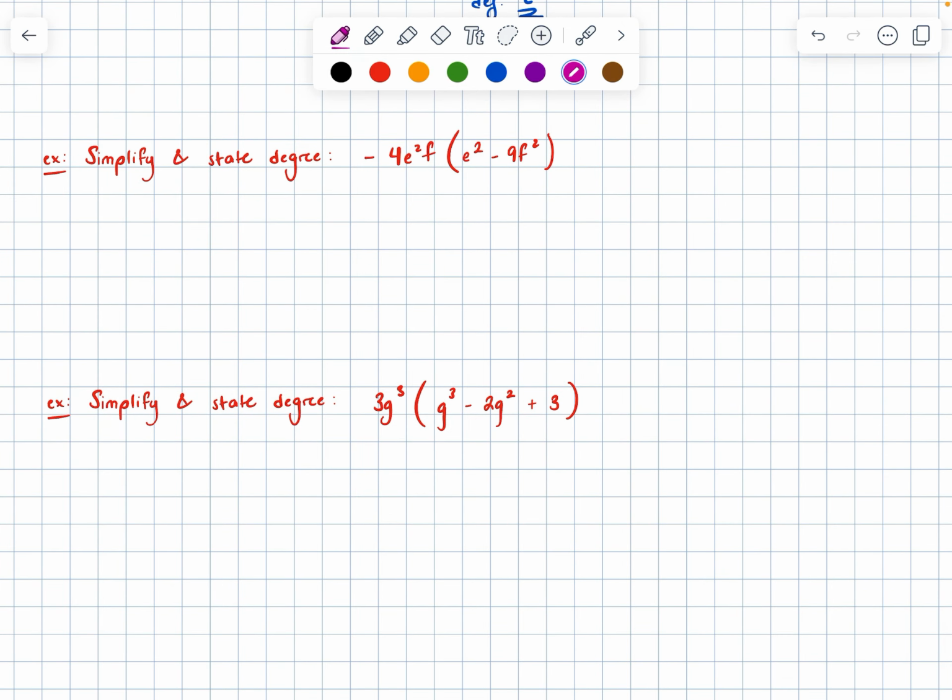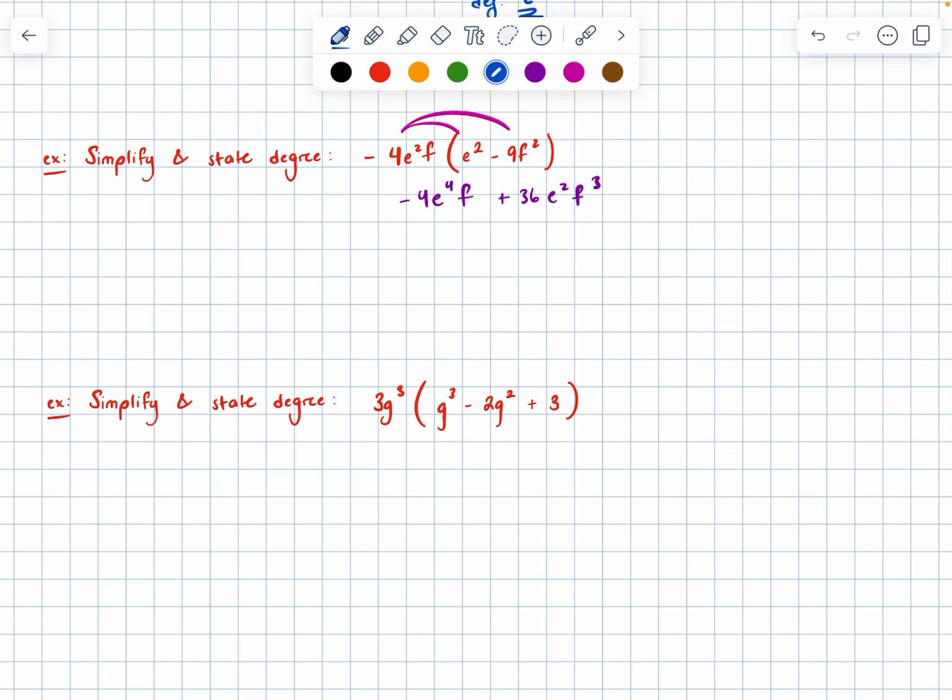Moving on, let's do some more distributive property. So, I'm going to take my negative 4e squared f and distribute to each of my terms. Negative 4 times invisible 1 gives me negative 4. E squared times e squared gives me e to the 4th. F, I don't have any other f's to multiply with. That guy goes right there. Negative 4e squared f times negative 9f squared. Well, negative 4 times negative 9 gives me positive 36. E squared times nothing gets me my e squared, and f times f squared gets me f to the 3rd.